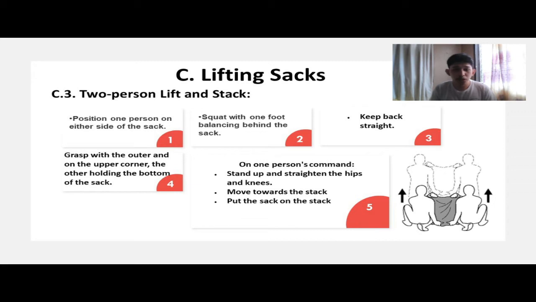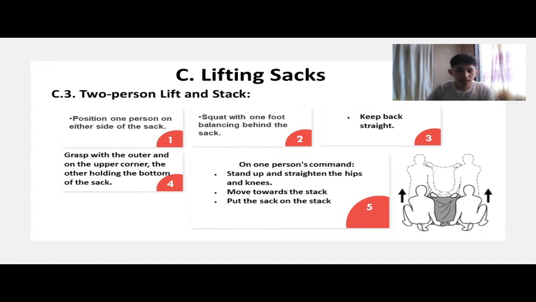In lifting a sack with two persons, one of you should be holding the top part, or one of your hands should be holding the top portion of the sack while the other one is holding the bottom one.